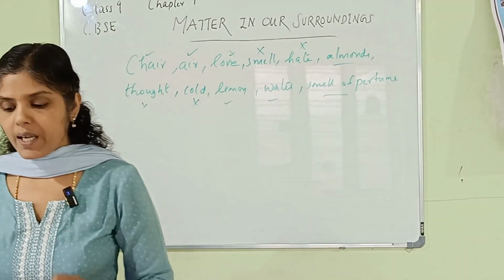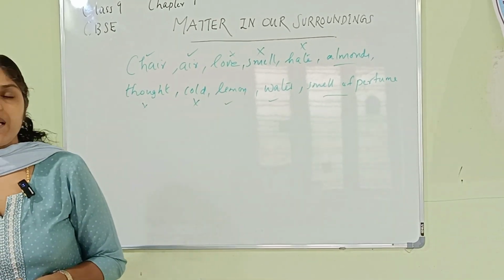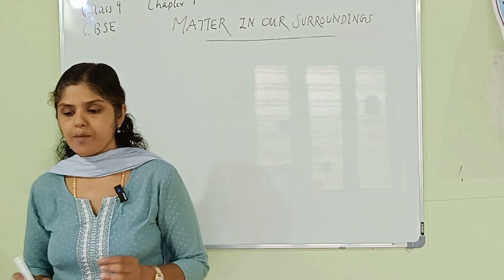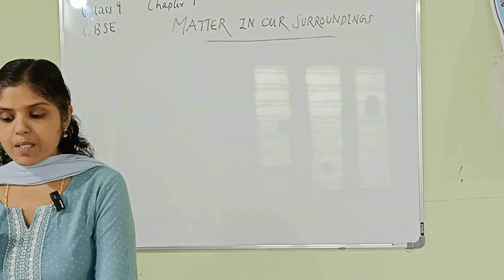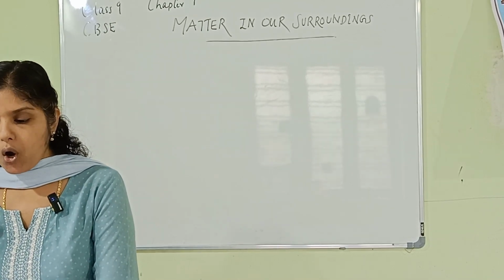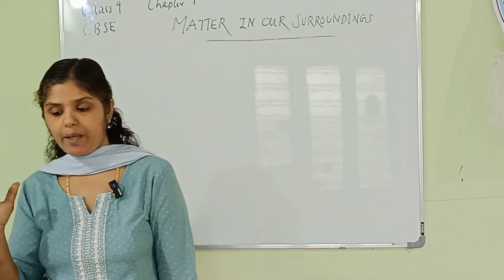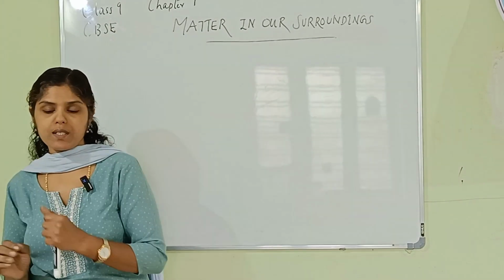The next one: give reasons for the following observation. I will repeat the question once more. Give reasons for the following observation. The smell of hot sizzling food reaches you several meters away. But to get the smell from cold food, you have to go close.